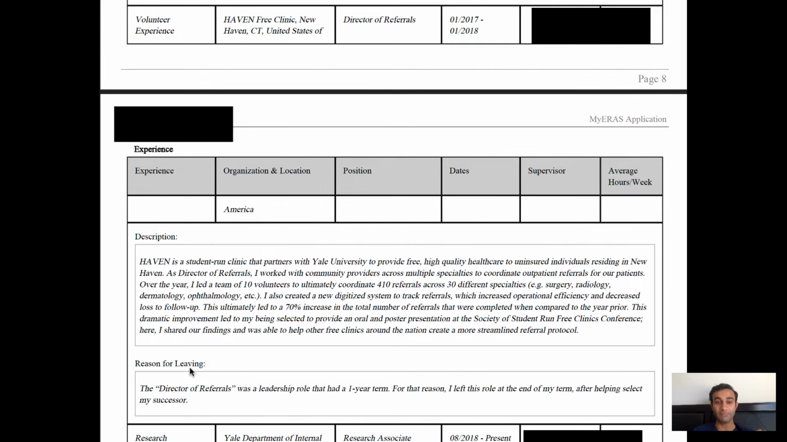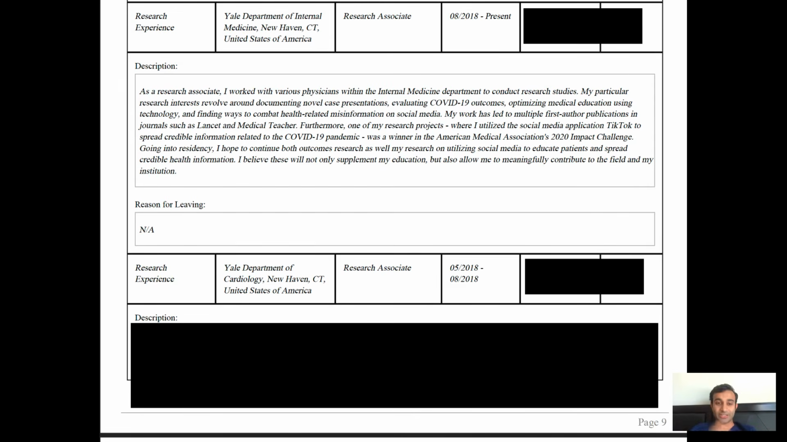All right. So now that we've completed the volunteer experiences, next up, we actually have research experiences, which I know a lot of people care a little bit more about. So let's talk about that. All right. So here's my first research experience, and you'll notice that I broke it up into different departments.